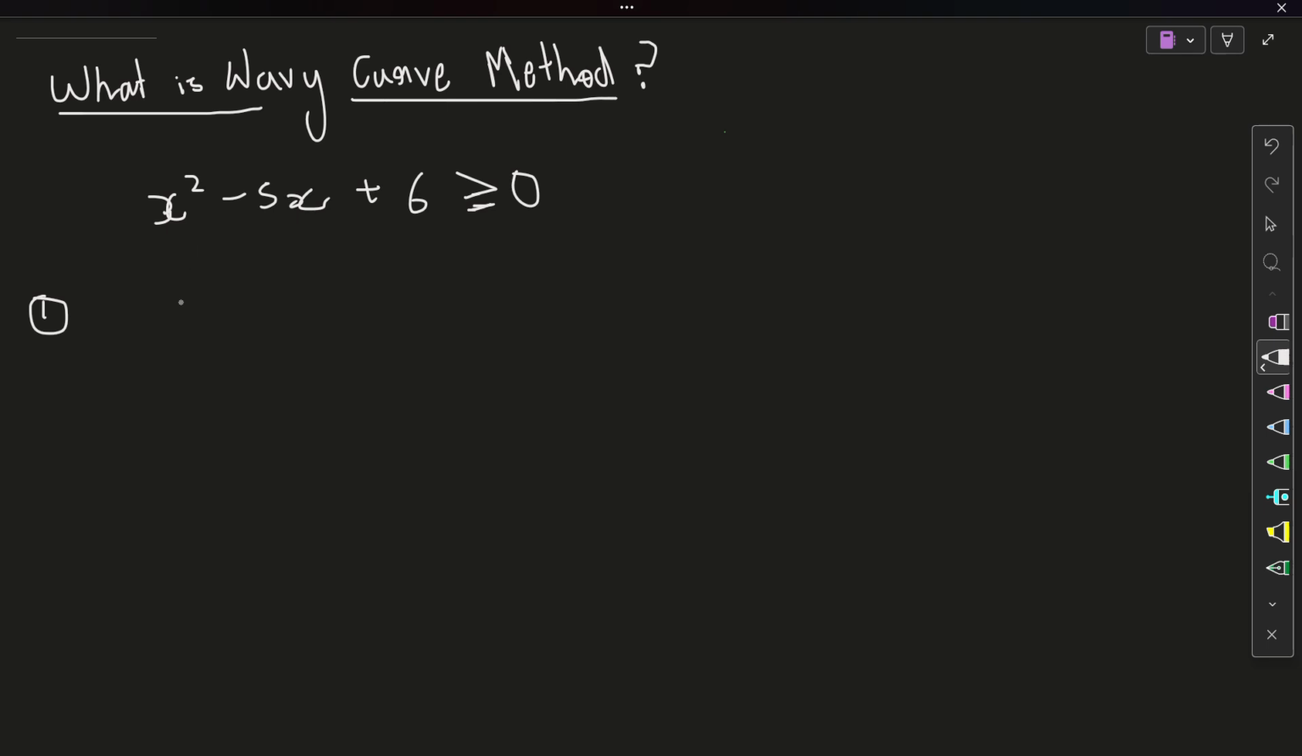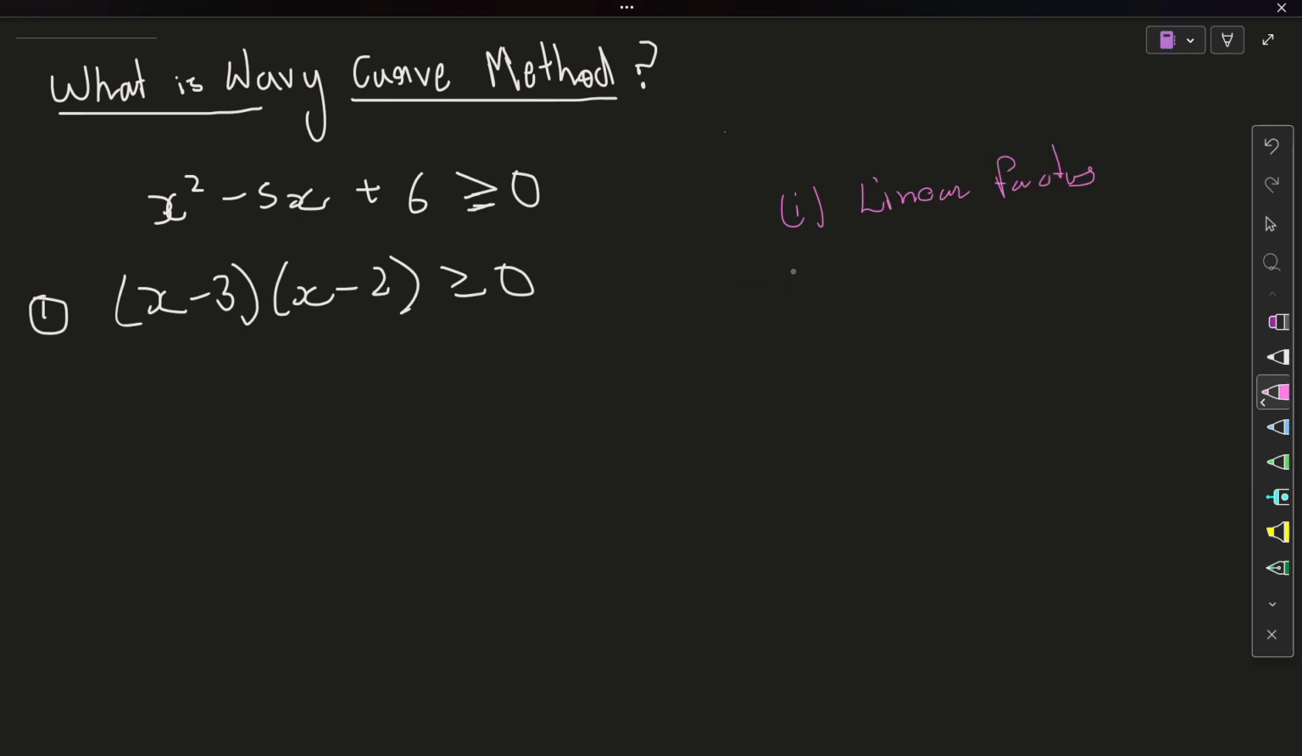First, we factorize this into linear factors. So this can be factorized as (x minus 3)(x minus 2) is greater than or equal to 0. And we have to take care that the coefficient of x should be positive. So let's write the first step, which is linear factors, and the second step is coefficient of x is positive.